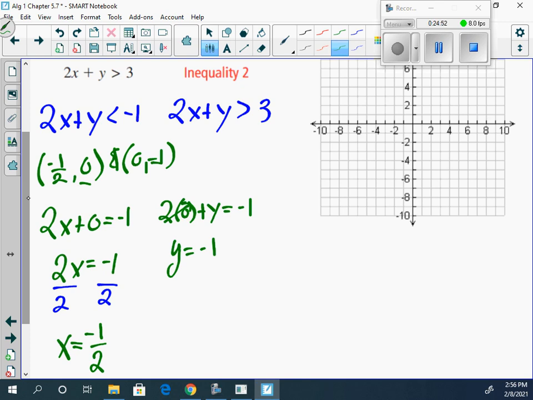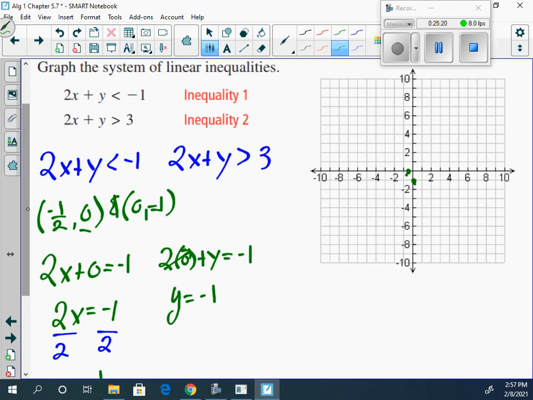So we'd have these 2 points. So we don't go up or down. We're just plotting the 2 points. So -1/2, 0. So I go -1/2 on the x and 0 on the y. So we're just right there on the x. And 0, negative 1 is just down 1. So we have these 2 points here, and they're actually really close to each other, yes? That's fine. There's nothing wrong with that.